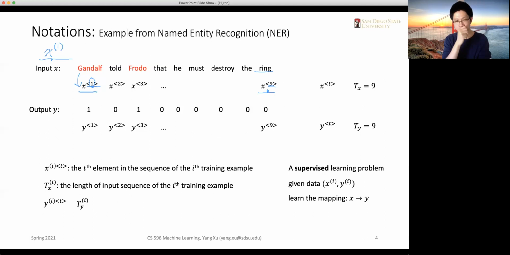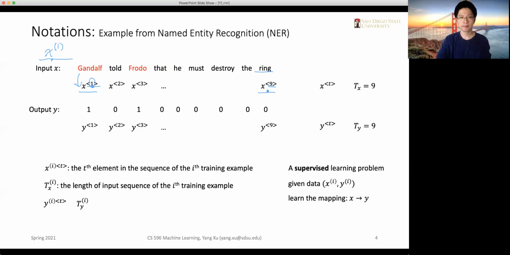So it's still a supervised learning problem. So for this named entity recognition task, we are still trying to learn the mapping relationship between X and Y, right? The only difference is that now both X and Y are sequences.